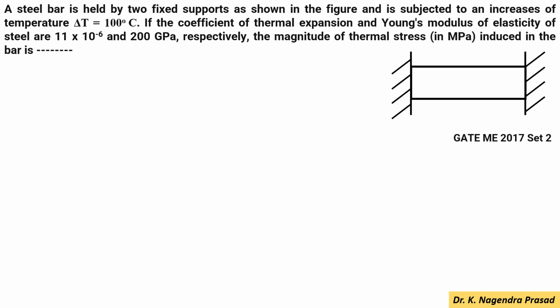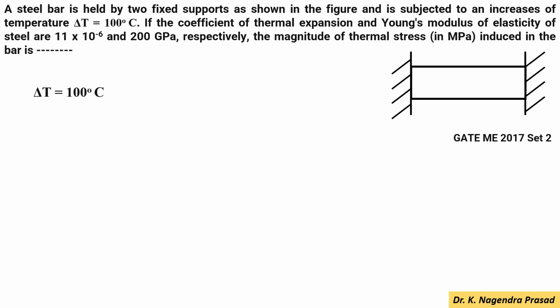Next question. A steel bar is held by two fixed supports as shown in figure and is subjected to an increase of temperature delta T equal to 100 degrees centigrade. The coefficient of thermal expansion and Young's modulus of elasticity of steel are 11 into 10 to the power minus 6 and 200 GPa respectively. Find the magnitude of the thermal stress induced in the bar. So let's see the solution.